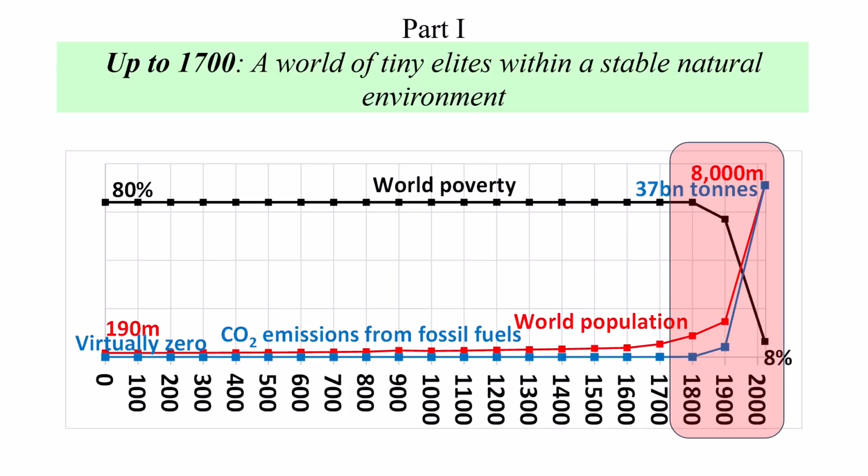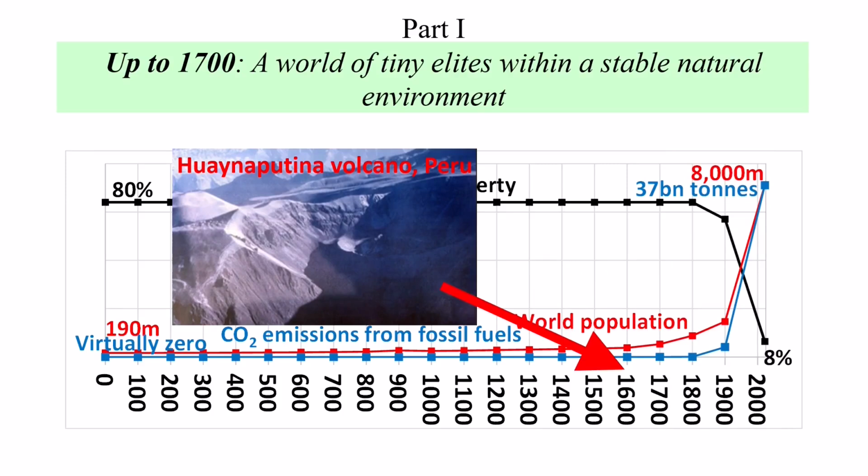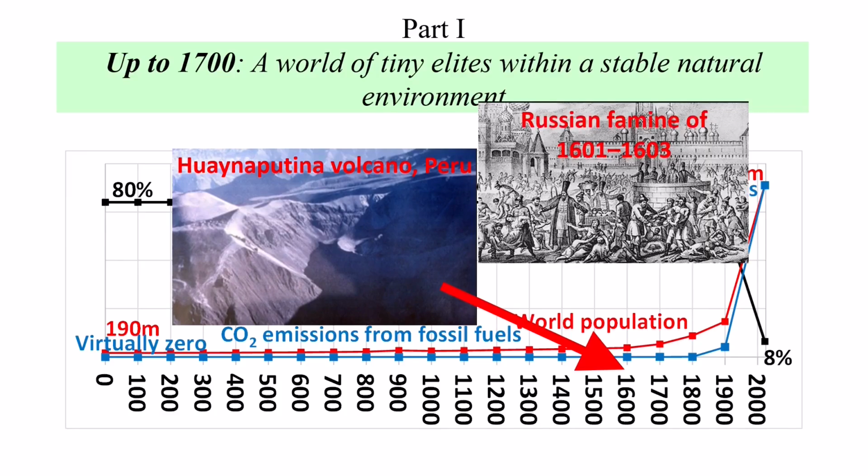There are a few points, even in our pre-industrial history though, where historians have uncovered unusual global impacts involving these factors. The 1600 eruption of the Huayna Putina volcano in Peru pushed a lot more carbon dioxide into the atmosphere, which resulted in strange weather patterns, disruptions to agriculture and famine, for instance, in Russia.